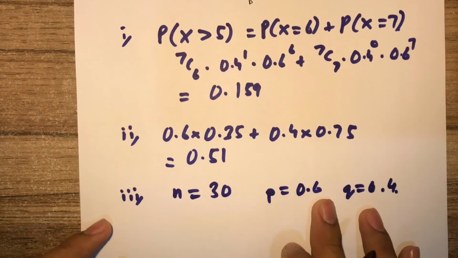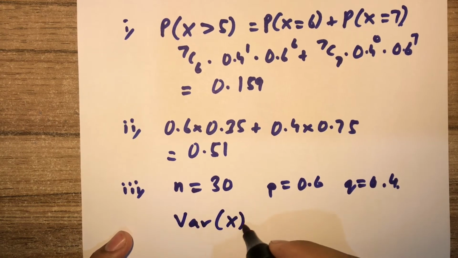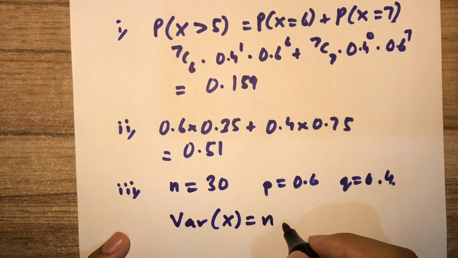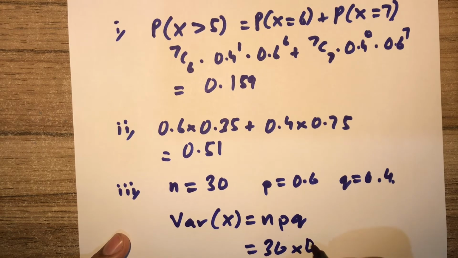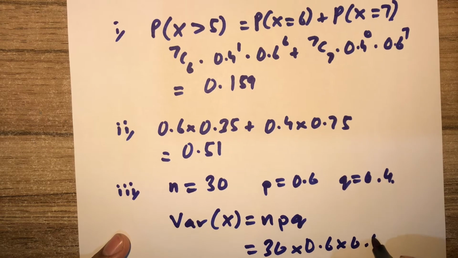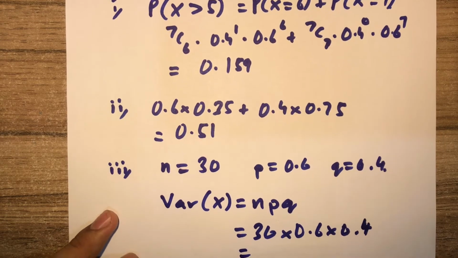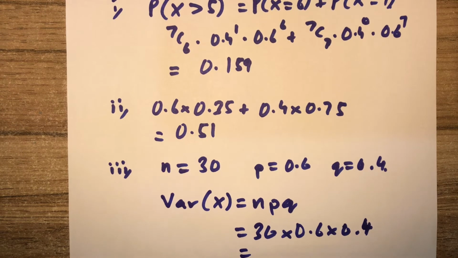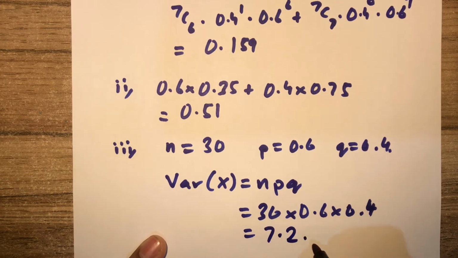We did the formula for variance in the beginning. So variance of X equals npq, the product of the three. So 30 times 0.6 times 0.4, this is equal to 7.2.